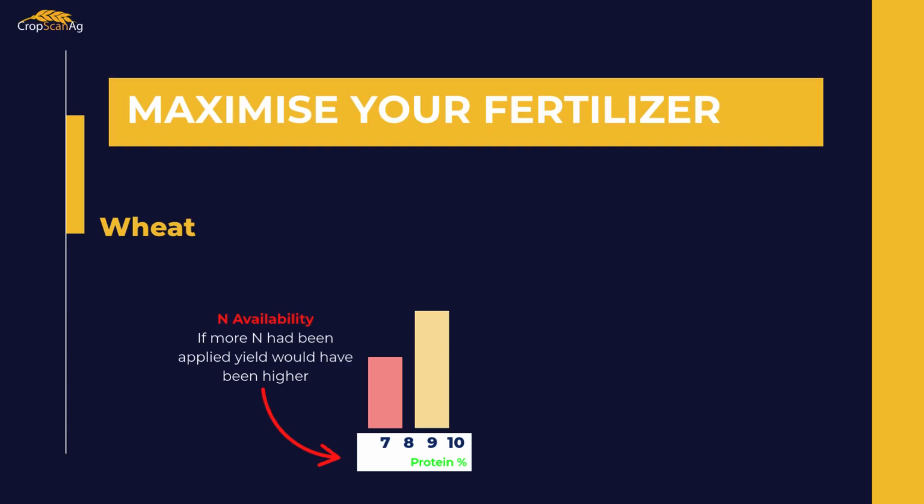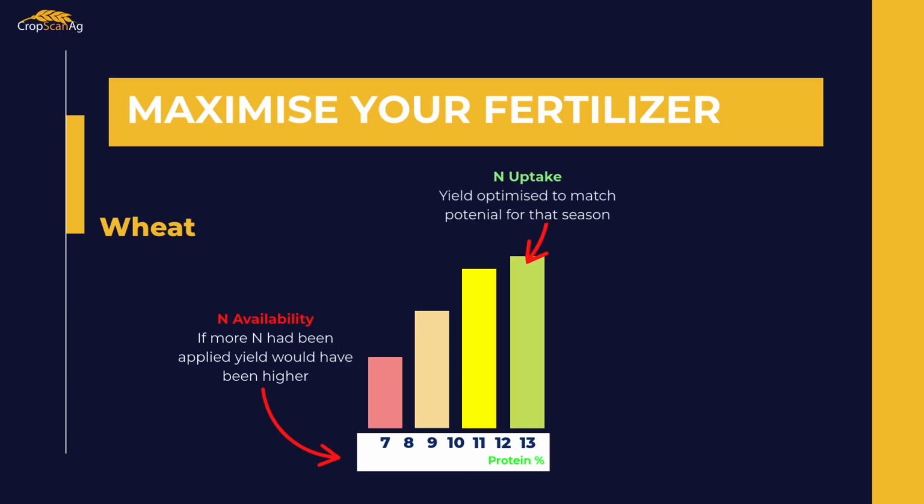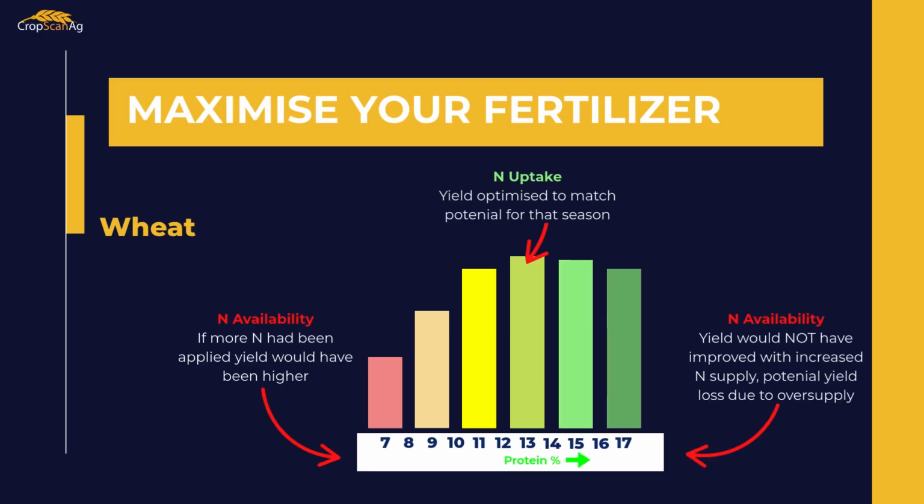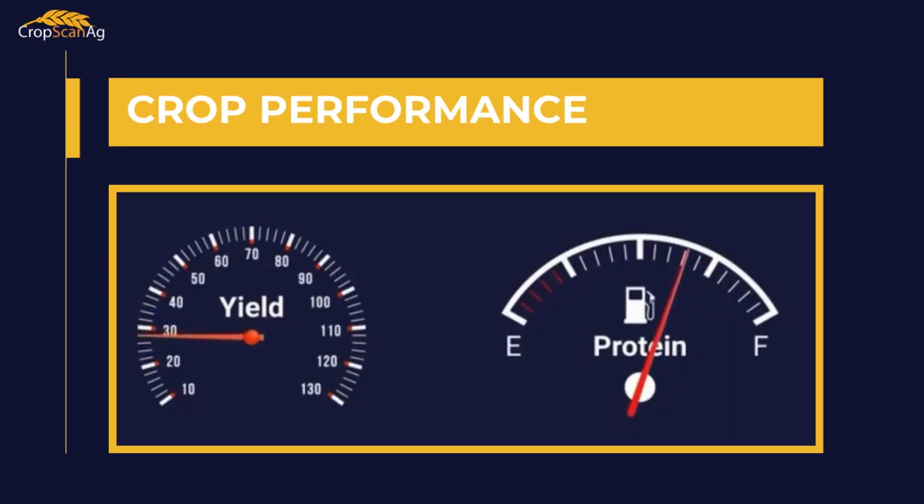In the low protein zones, added nitrogen increases both yield and protein. Once nitrogen is adequate, yield plateaus, and further nitrogen primarily increases grain protein. This informs precise nitrogen management. That makes protein a real-time gauge of how much nitrogen was in the plant at harvest.